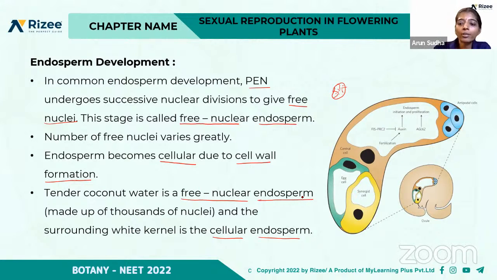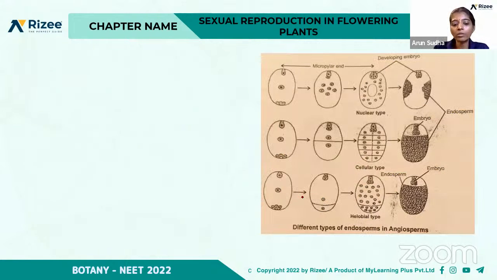So based on the development of the endosperm, there are different types. One is called the nuclear endosperm, then cellular type and helobial type of endosperm. So these are the different types of endosperms that are present in angiosperms. So what is happening in nuclear endosperm?